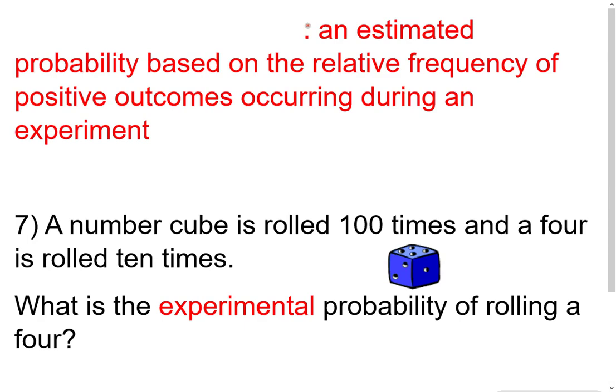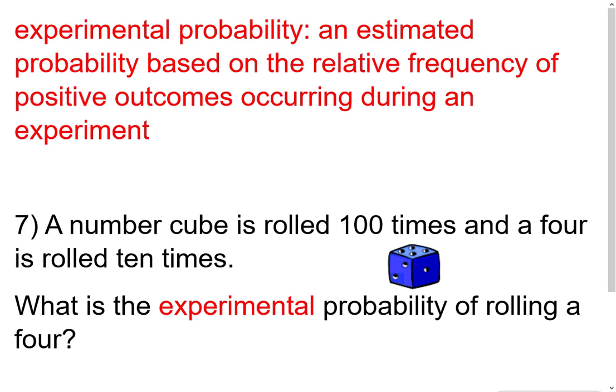Now, the other probability that we talked about right away at the beginning was experimental probability. That's an estimated probability based on the relative frequency of positive outcomes occurring during an experiment. That's a very mathy definition. Basically what that's saying to us is, if we look at all the outcomes that happened in an experiment, we just want to look at the probability of that one item happening, so the thing that you pick. And I have an example here to help us with that.